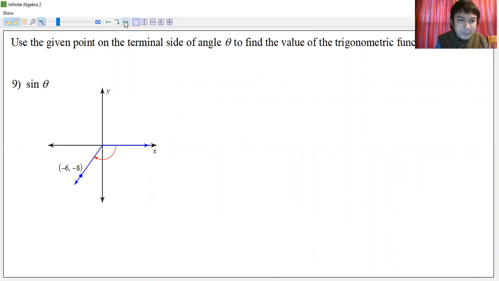Here's number 9. Another point at the third quadrant, and this time it's sine theta. Use the given point on the terminal side of angle theta to find the value of the trigonometric function sine theta. The given here is -6, -8. So our reference triangle is similar to the one we had a while ago. Imagine our triangle. It will be something like this.